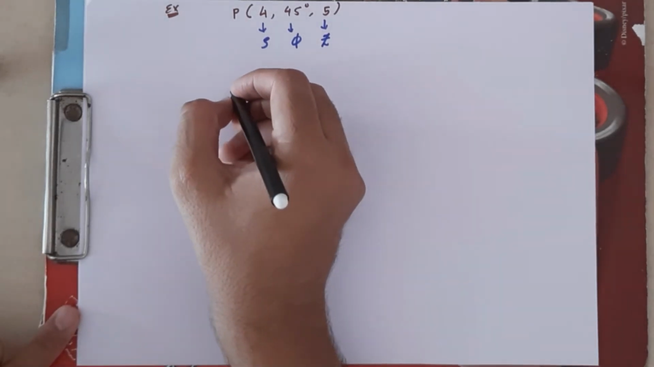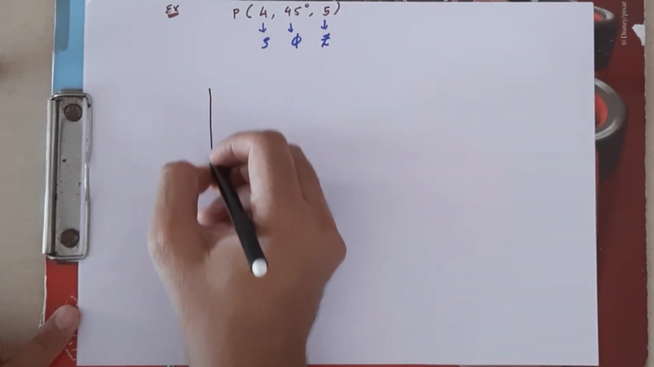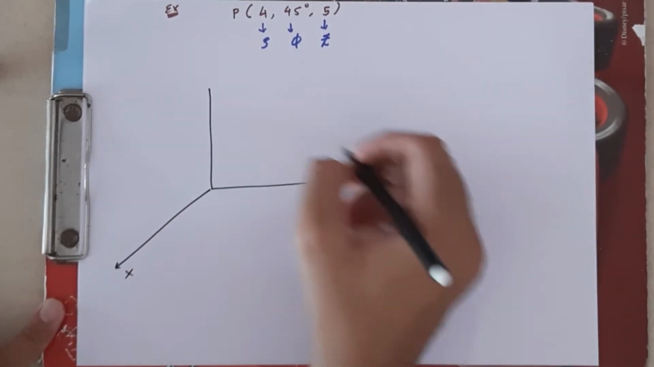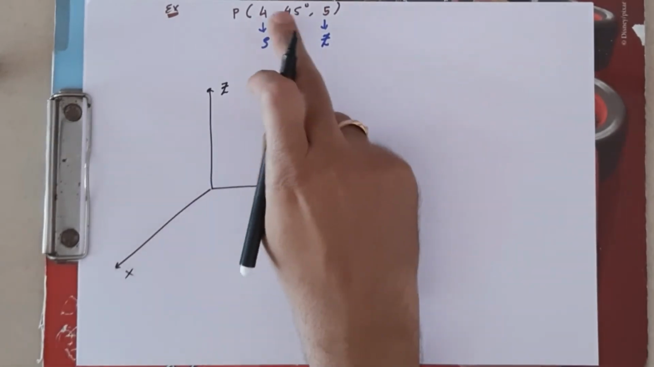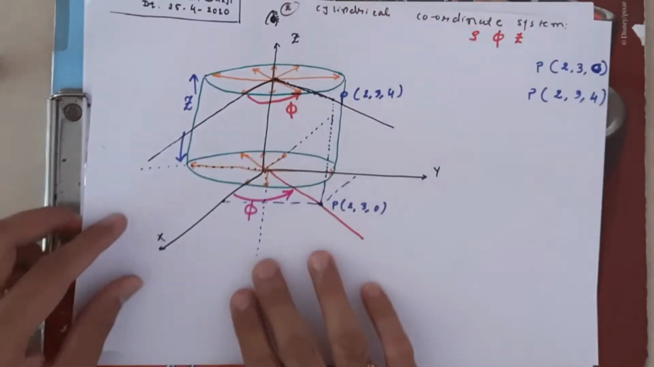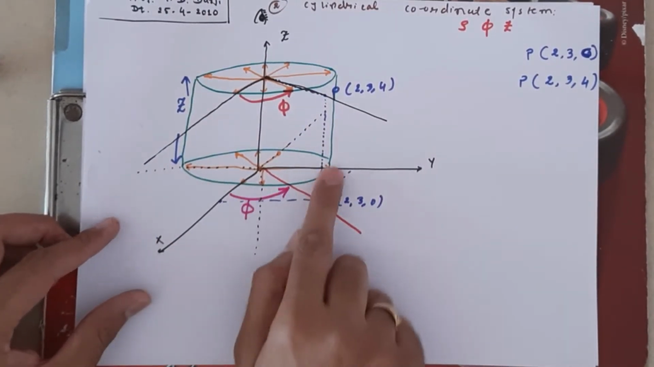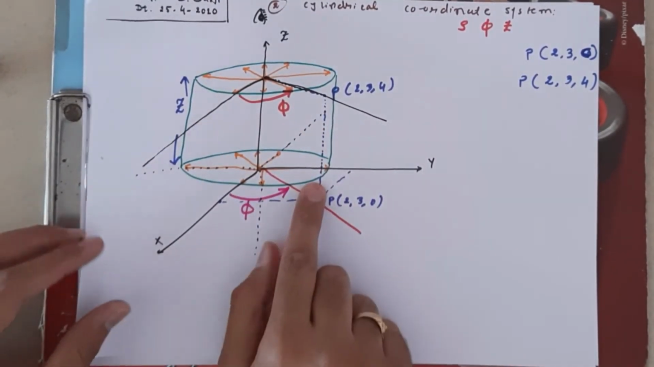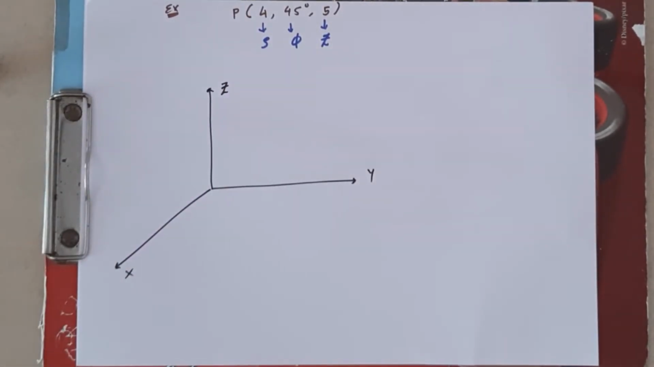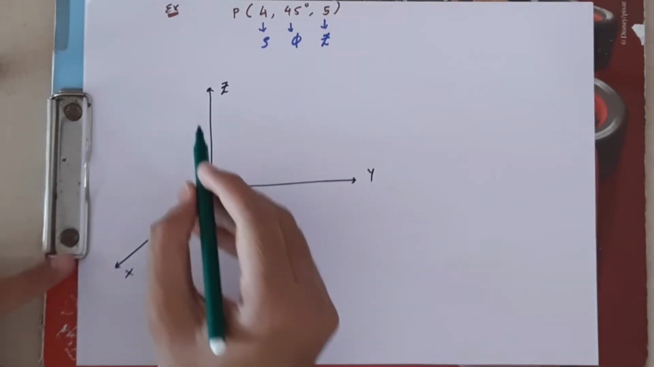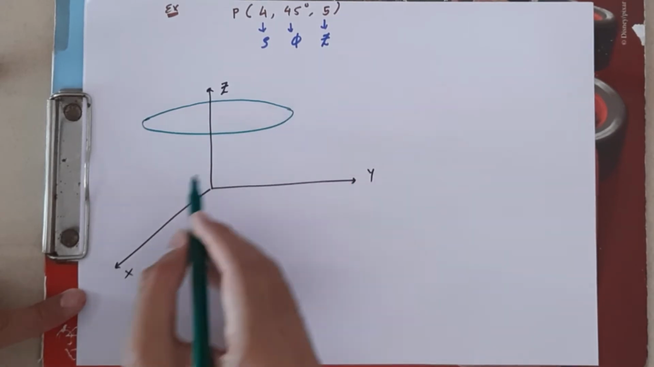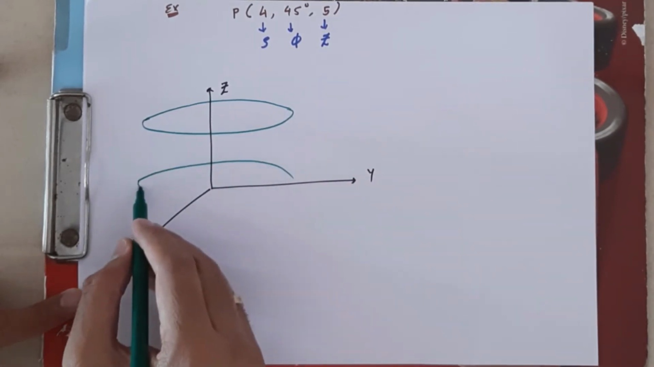So what I have to do? First of all, I have to draw the x, y, and z axis. Then the value of rho is 4. Rho is the radius of the circle, so I have to draw a circle which has radius 4.